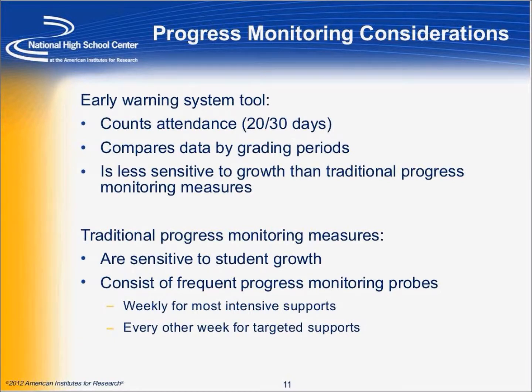A few things to point out here, because this is really the meat of a lot of our information. We would encourage you to think of this not as an either-or, but that the early warning system tool data provides some great information. You are also probably going to get some additional progress monitoring measures and data that can help you get a more holistic picture of how students are doing. It should not be considered an either-or. It's a way that both of these can help get more holistic information about students.